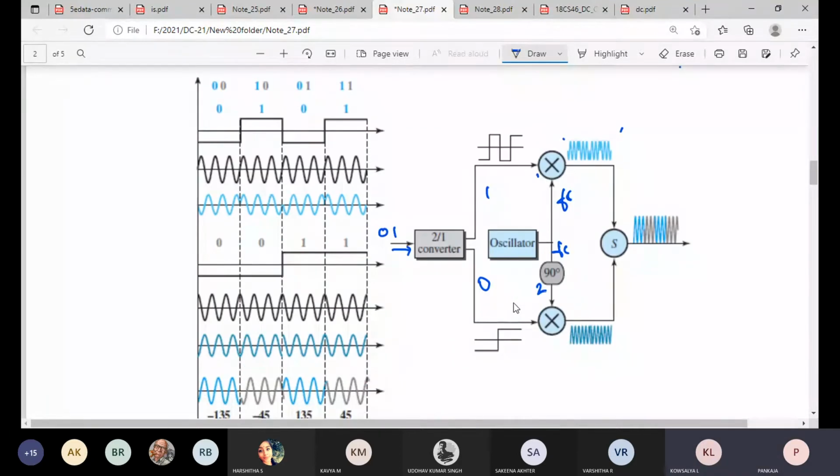Okay, don't unmute unnecessarily. So now whatever the carrier frequency generated by the oscillator, it is shifted by 90 degree. So that output is modulated with the input signal and you will be getting this output. Okay, and when you combine these two to form the serial conversion, here S stands for serial, once again the parallel is converted into serial transmission mode.